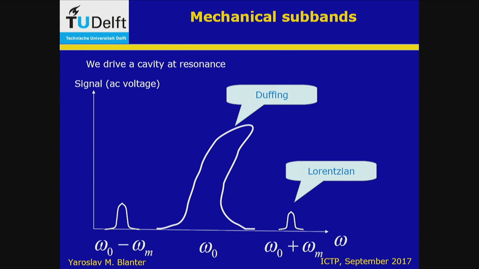How do the mechanical subbands look like? Naively, you could say, okay, maybe each of them is also a Duffing response. No, nothing like that, because Duffing response is only in the limited range of frequencies. If you go very far here, it's not Duffing. It's a tail from the Lorentzian peak. It's the same. If you go very far from the resonance, you cannot say whether it's Lorentzian or whether it's Duffing.